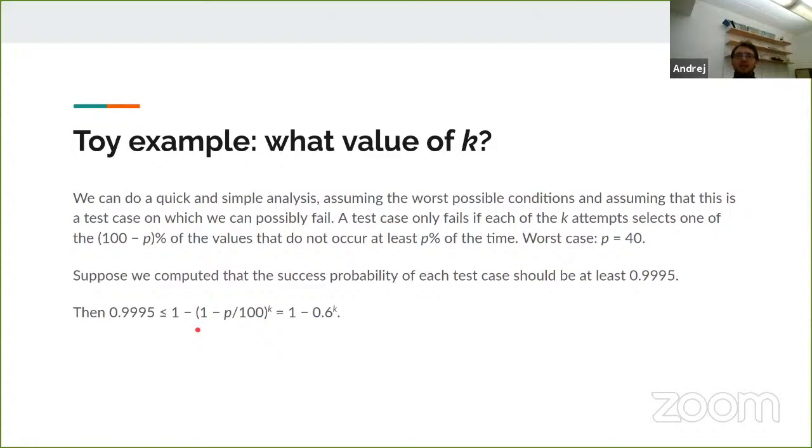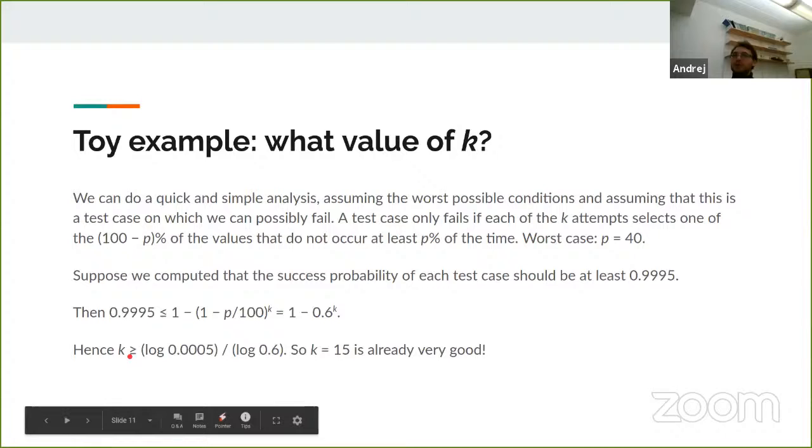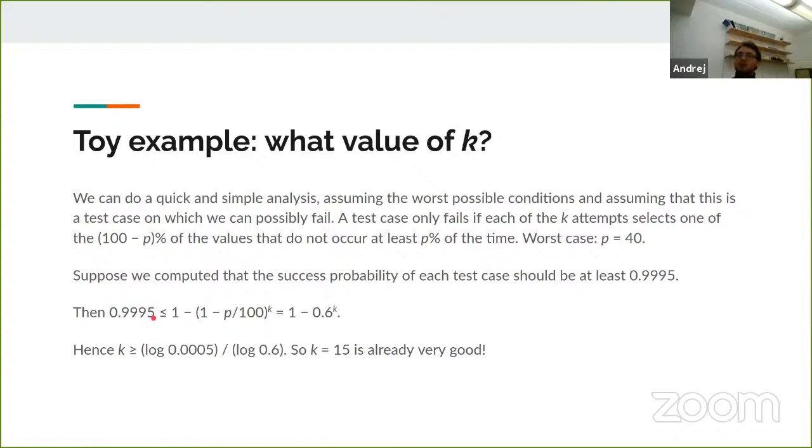And you fail in each of the individual test cases with this probability, 1 minus p over 100. And because you repeated k times, and these are k independent runs, you raise it to the power of k. And as I said, the worst case is when p is 40. So it's really just 1 minus 0.6 to the power of k. If we try to solve this inequality right now, it has to be at least 0.995. You take the logarithm of it.